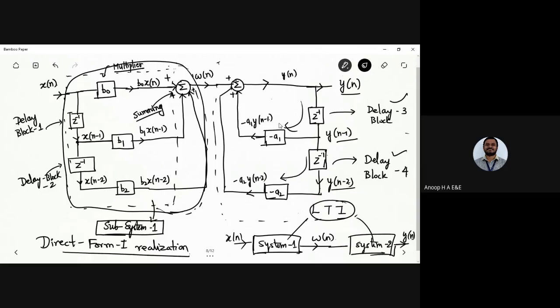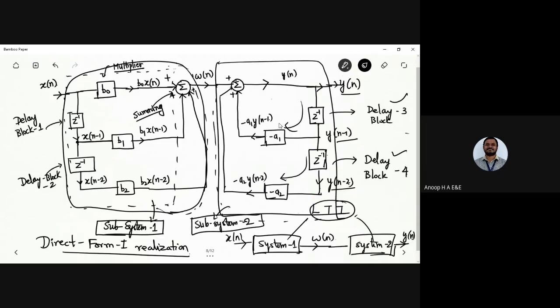So this entire thing comes to subsystem 2, and this is the output. This gives you an overview of how you can realize a given difference equation using the direct form 1 realization. As I already told you, this is x of n, the input, and this is how you can structure it with the given difference equation, using the summing blocks here.